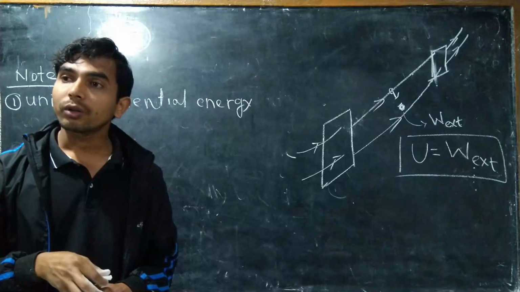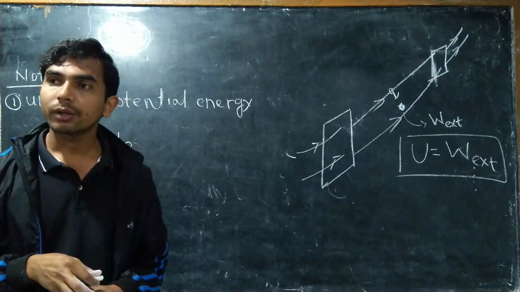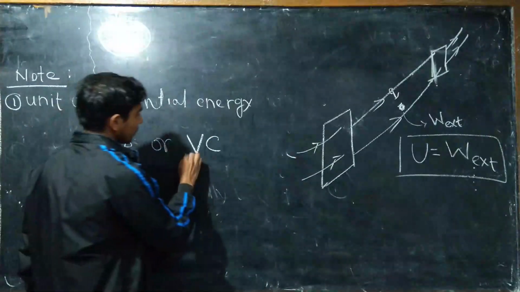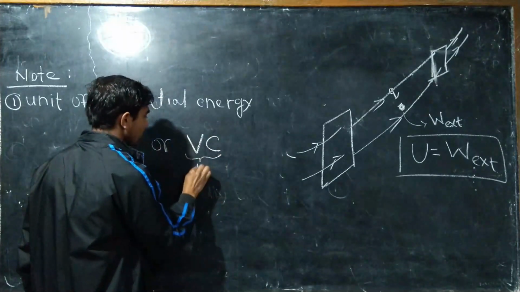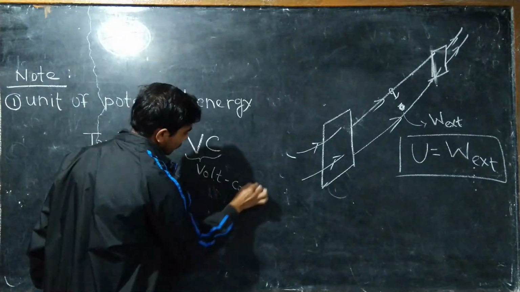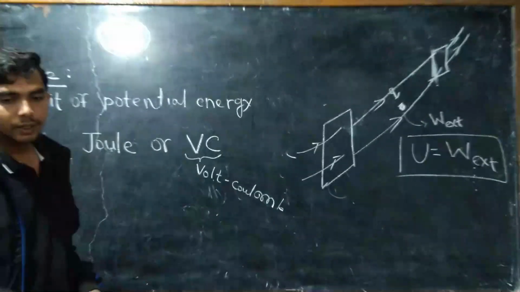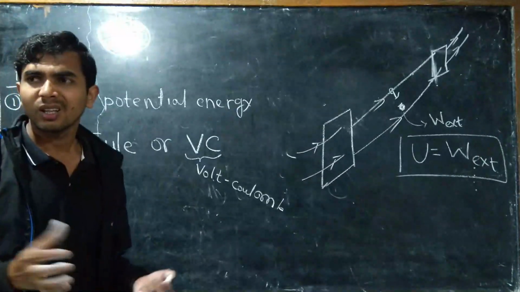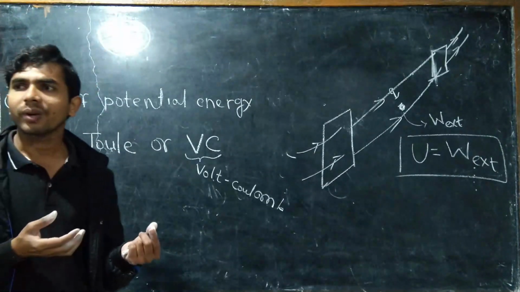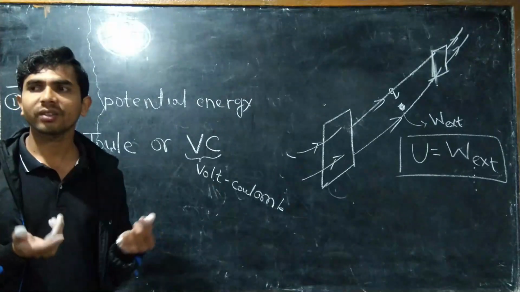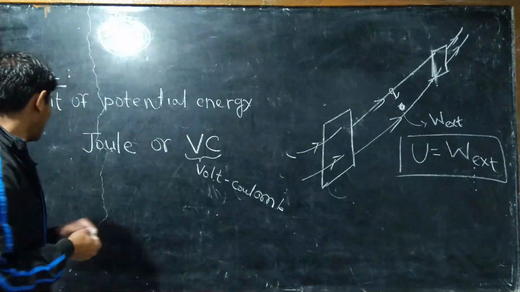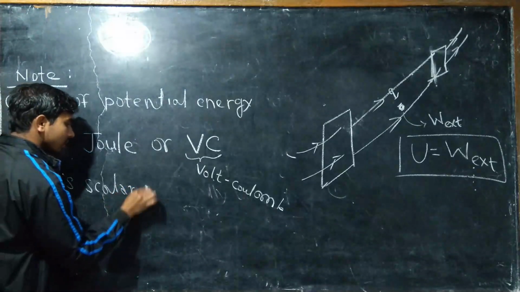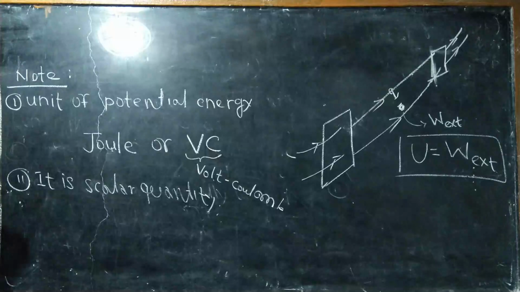One more unit is also possible. What is that? Volt per coulomb. So only these two units of potential energy are possible. Whether it is a scalar or a vector, it is a scalar quantity. Energy is a scalar quantity. So the second point you can write: it is a scalar quantity.